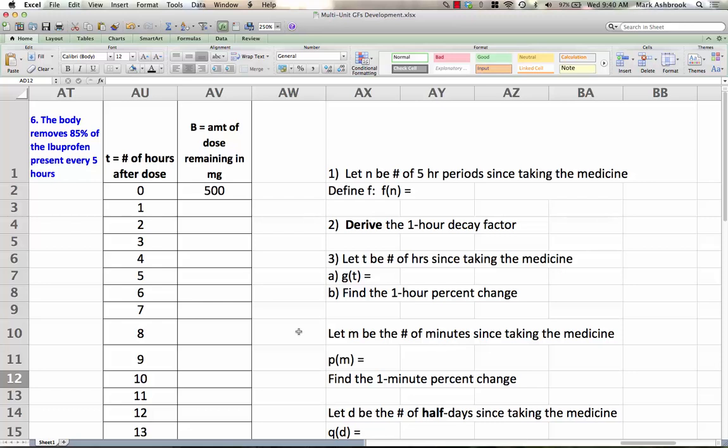Let n be the number of 5-hour periods. Define f of n. Derive the 1-hour decay factor. I want you to derive it, like we did in the last example. Actually derive it. Call that 1-hour decay factor b, and reason your way through the value of b, even if you know what it is ahead of time. Show that process. And then I've got the rest of the questions there. So go for it. Work together. We'll come around and help you out.